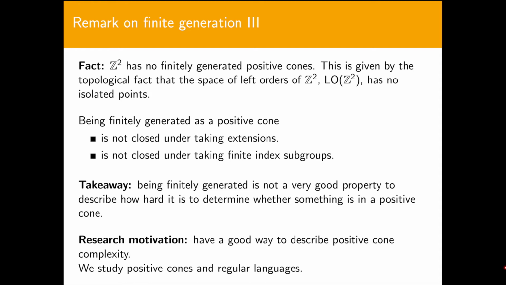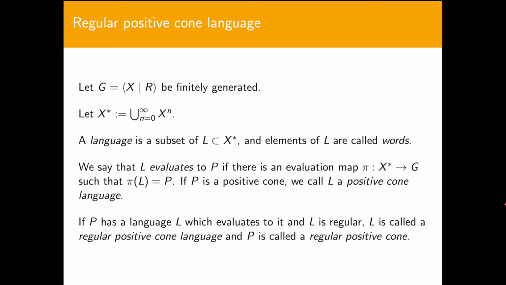Our research motivation is to have a good way to describe positive cone complexity, and we will study positive cones in regular languages, or more generally, positive cones in formal languages, which is a superclass to which regular languages belong. So first of all, what's a positive cone language? Suppose that G is finitely generated, and let X star be the set of all the words over X. A language is a subset L of all the words in X star, and the elements of L are called words. Makes sense, right? So a language is just a collection of words over some alphabet.